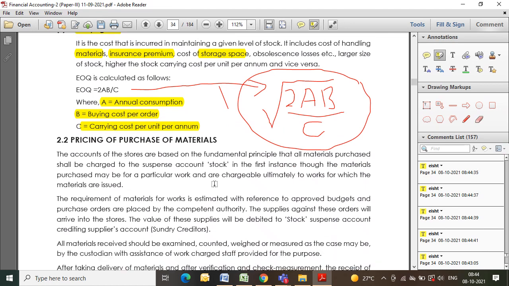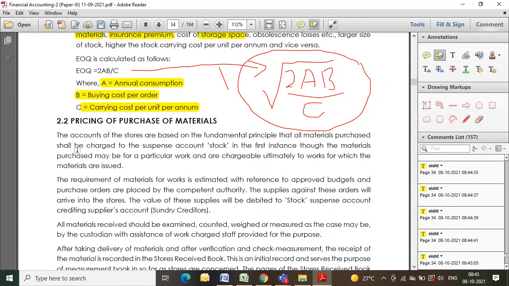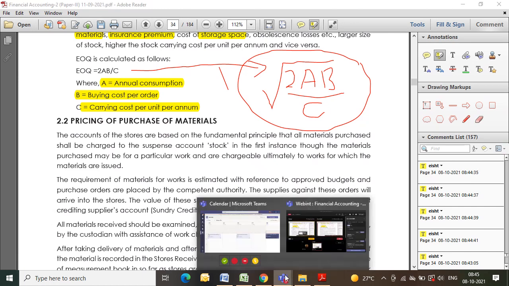So the right quantity to be ordered is the EOQ, which considers both the ordering cost and also the carrying cost. So it is very essential to understand the concept of what EOQ means.